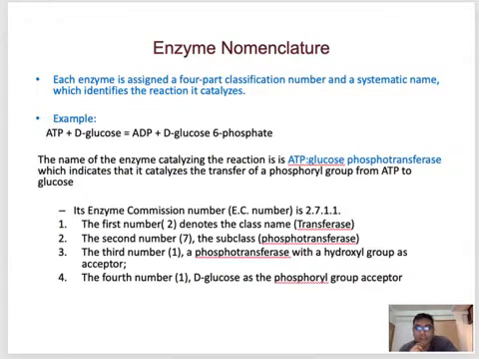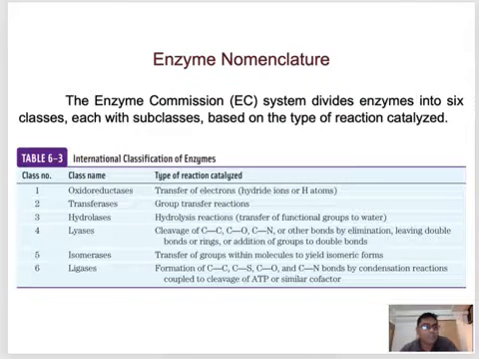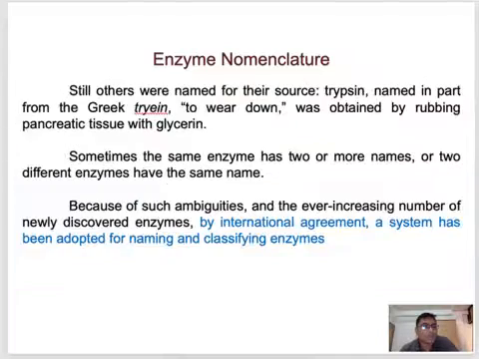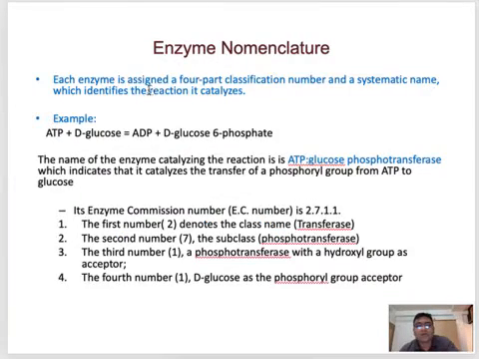These were the 6 classes of enzymes, and according to the international agreement, each enzyme is assigned a 4-part classification number. I mean, to name the enzyme, each enzyme is assigned a 4-part classification number, and a systematic name which identifies the reaction it catalyzes.